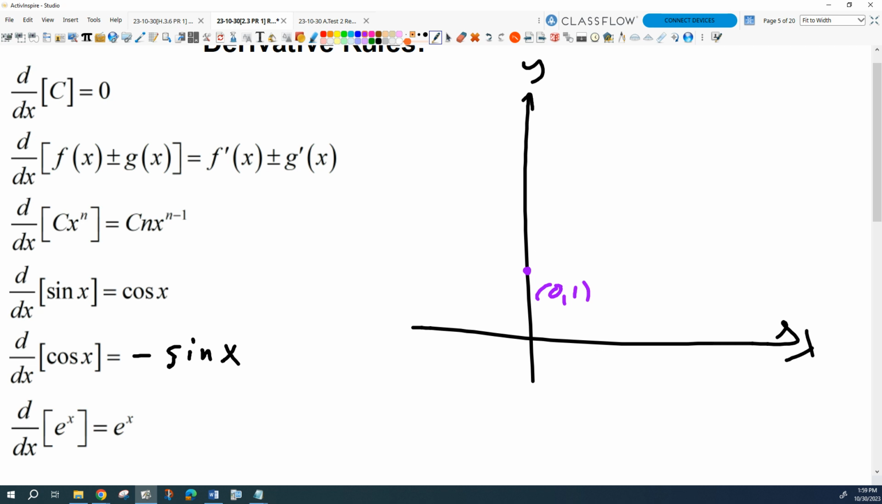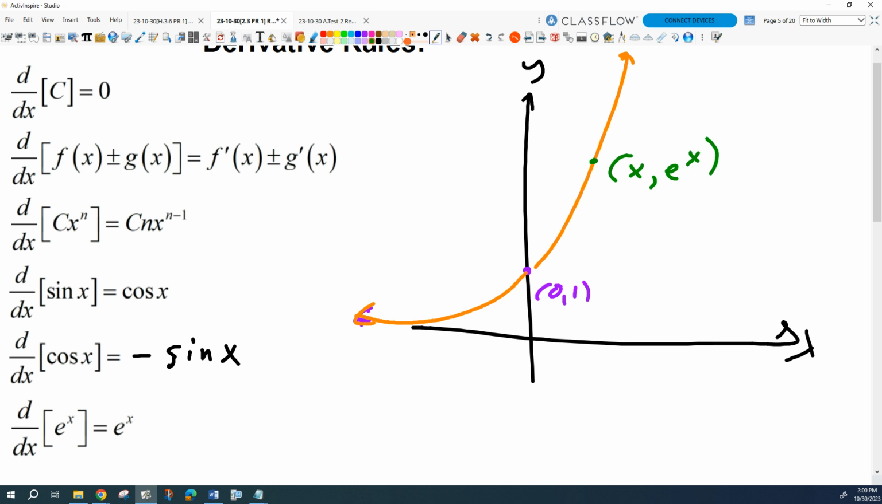e to the x is asymptotic on the negative x-axis. It crosses the y-axis at 1, and then it just continues to increase more and more steeply. Think what this tells us. This tells us that if I take any point on the function with the coordinates x, e to the x, what's the slope of the tangent line? e to the x. Yeah, how about that?